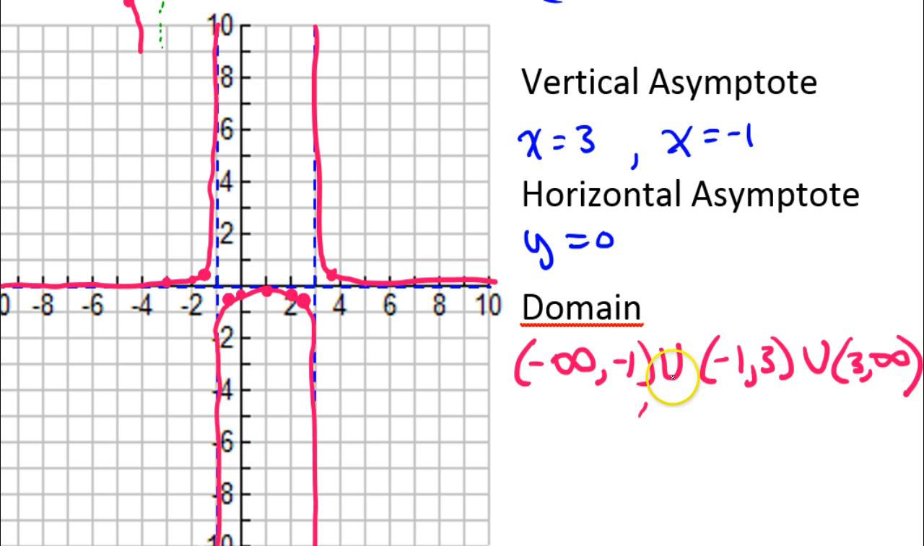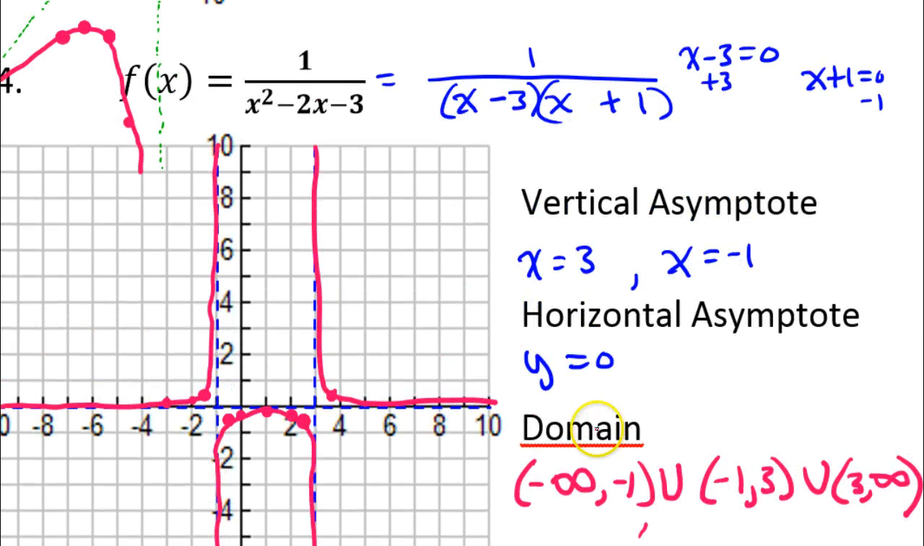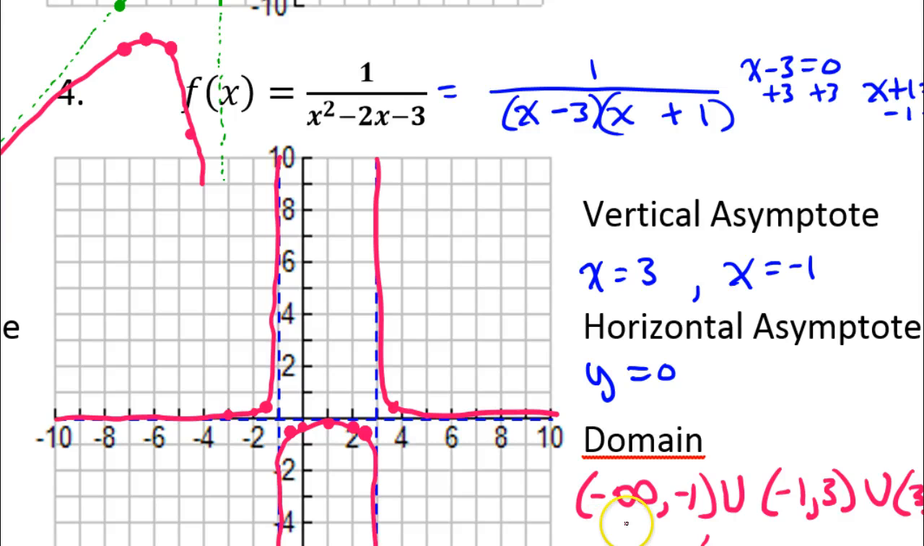Okay, and we're using parentheses instead of brackets to show that the asymptote is not included. The graph is skipping over -1, so it's not touching -1 or 3. And that's it. So that is it for problem number 4. That's all we were asked to do.